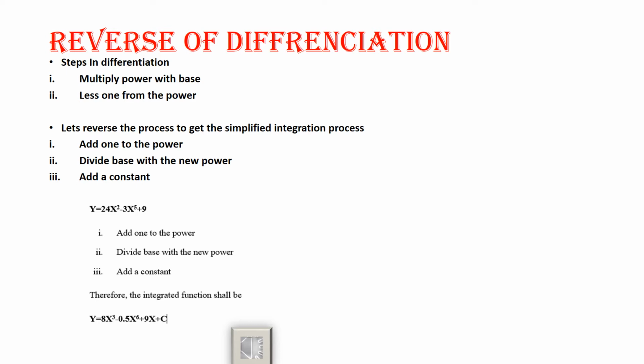Plus. The other section is 9. With 9, there is an assumption as x raised to power 0. So the first step, add 1 to the power. 0 plus 1, we get 1. Divide base with new power. 9 divided by 1 is 9. Therefore, that section we shall have 9x. Then, like we said, after integrating all the sections in the function, you say plus a constant.